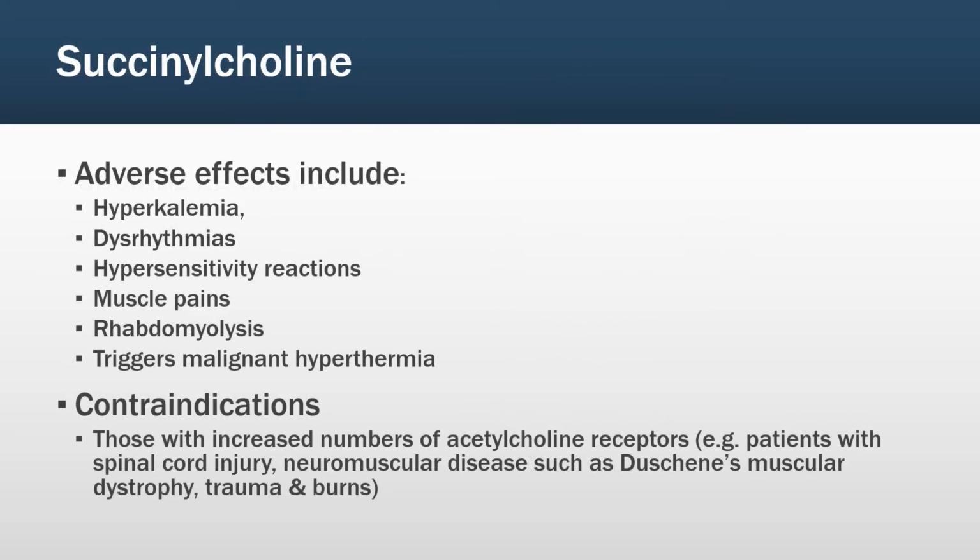Adverse effects of succinylcholine include hyperkalemia, dysrhythmias, hypersensitivity reactions, muscle pains, rhabdomyolysis, and it can trigger malignant hyperthermia. Succinylcholine is also contraindicated in patients with increased numbers of acetylcholine receptors, so patients with spinal cord injuries, neuromuscular disease such as Duchenne's muscular dystrophy, trauma patients, and burn patients.